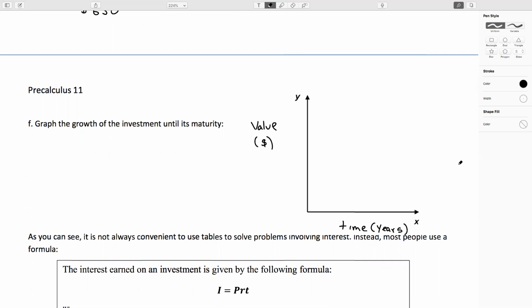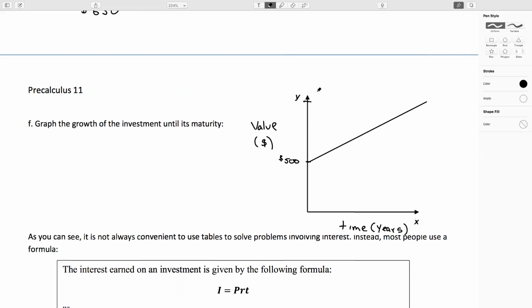Now, we started at $500, so we're going to start right here. We probably should label our axis more carefully here, but I'm trying to do this fairly quickly. The idea that I'm trying to get across is that since you're earning a consistent amount of interest every time, your dollars are going to go up in a consistent way, and this graph is going to be linear. It's going to look something like this.